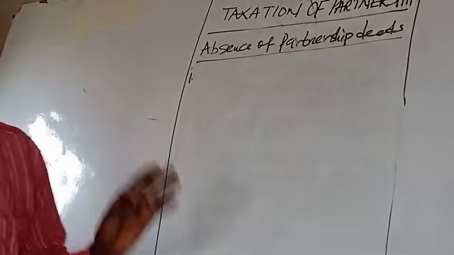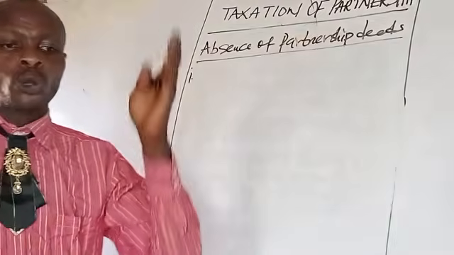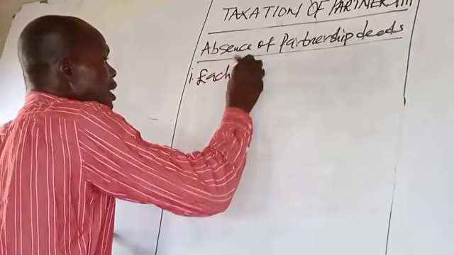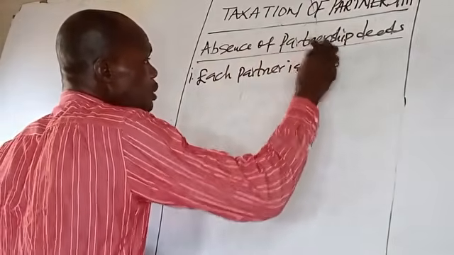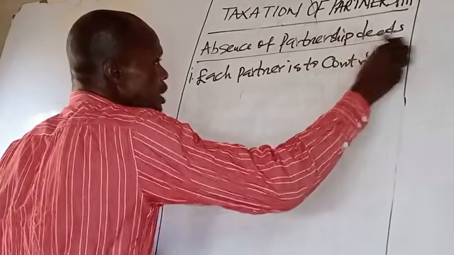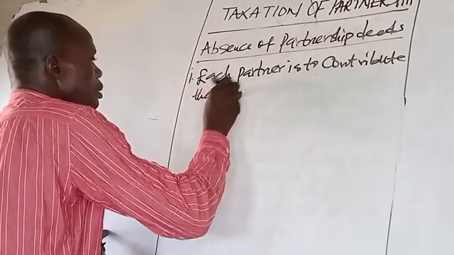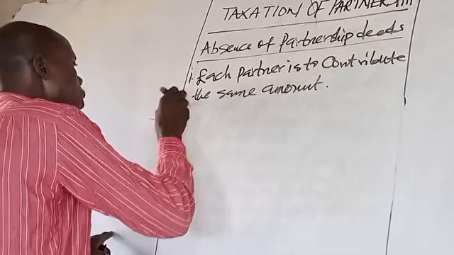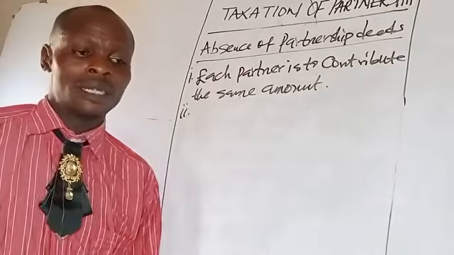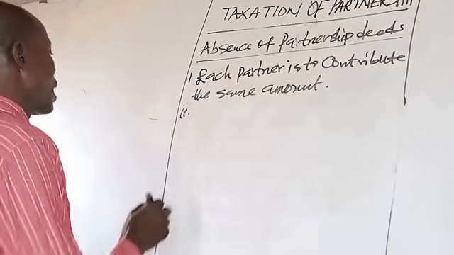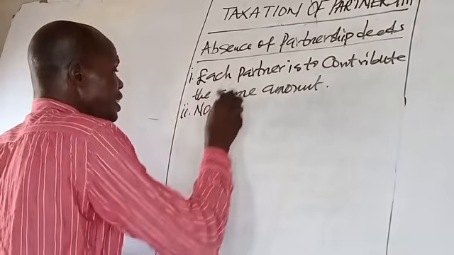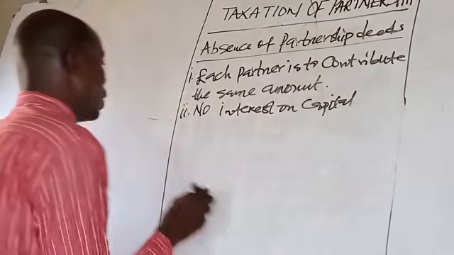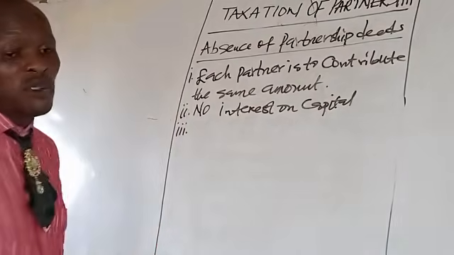Number 1, each partner is to contribute the same amount where there are no deeds of partners. Number 2, no interest on capital where there are no deeds of partners.